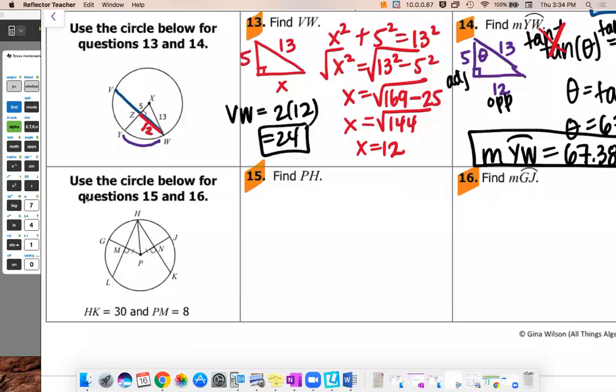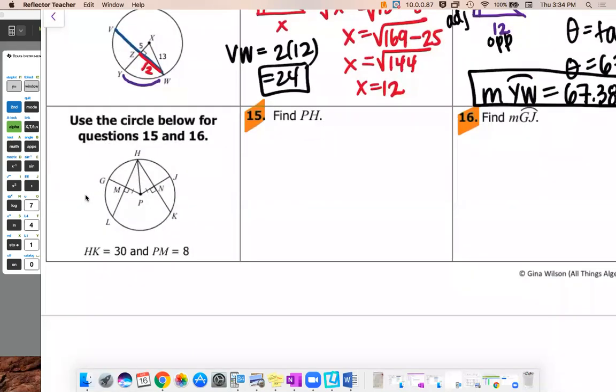All right, last two questions, then you guys are gonna go do some practice. So use the circle below for question 15 and 16. So it tells us HK, so this entire HK is 30, and it tells us that PM, this distance right here, is just 8. And it wants us to find PH. So we're looking for this one for the first problem.